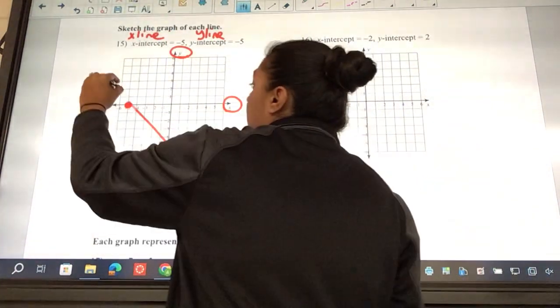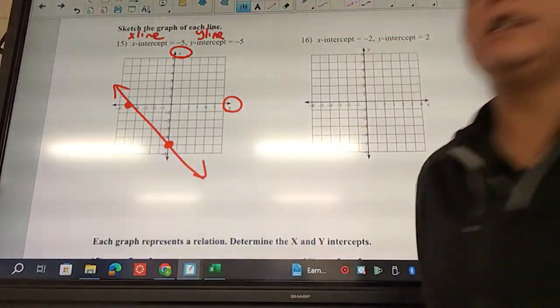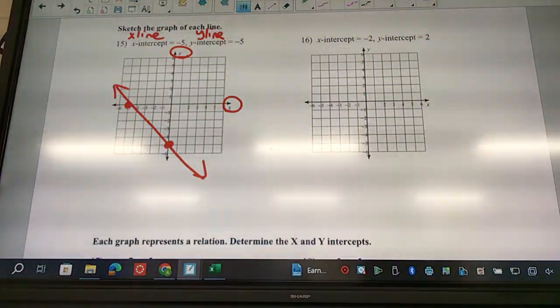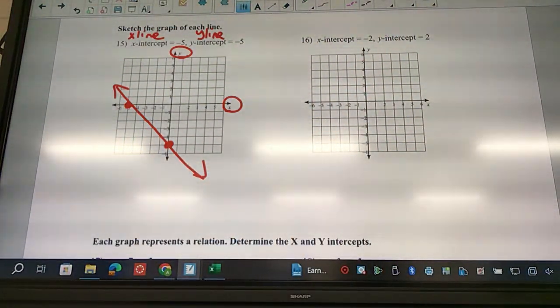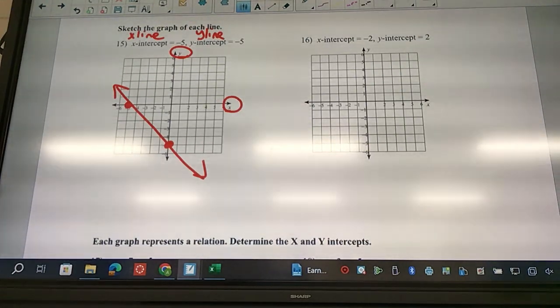And then you're just going to draw a line through them and then draw 2 arrows on the end. But we're not going from dot to dot. You need the 2 arrows.